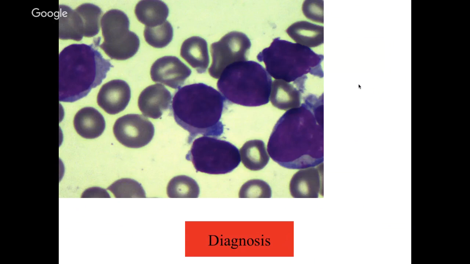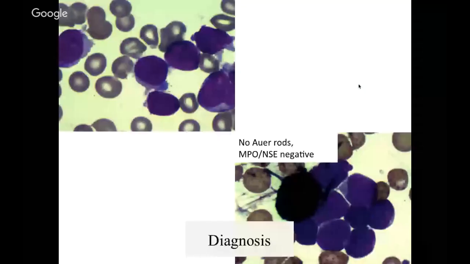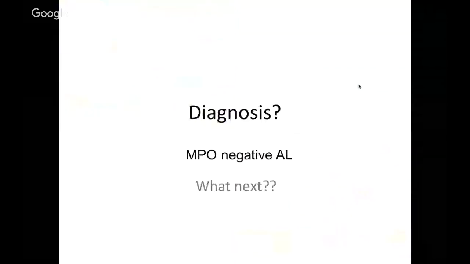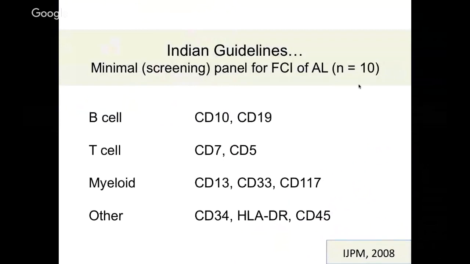We did two stains, myeloperoxidase was negative, no Auer rods. So this is a provisional diagnosis: MPO negative acute leukemia. So we need to do flow for the lineage. So that time we did very few markers. You see two B-cell markers, two T-cell markers, three myeloid.